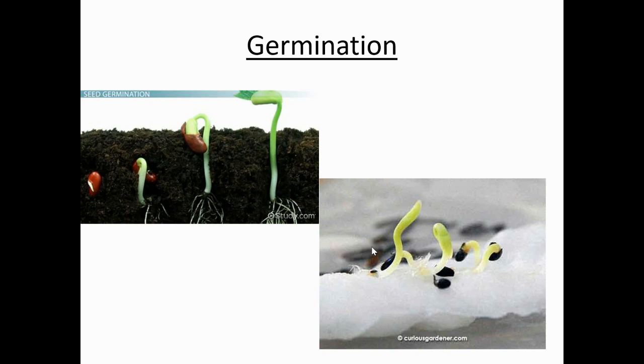Again, germination is basically the first growth of a plant out of a seed. So this is leading up to it becoming a seedling. Seedlings have got roots, they have got leaves, they're just little plants basically. Germination is just straight out of a seed.